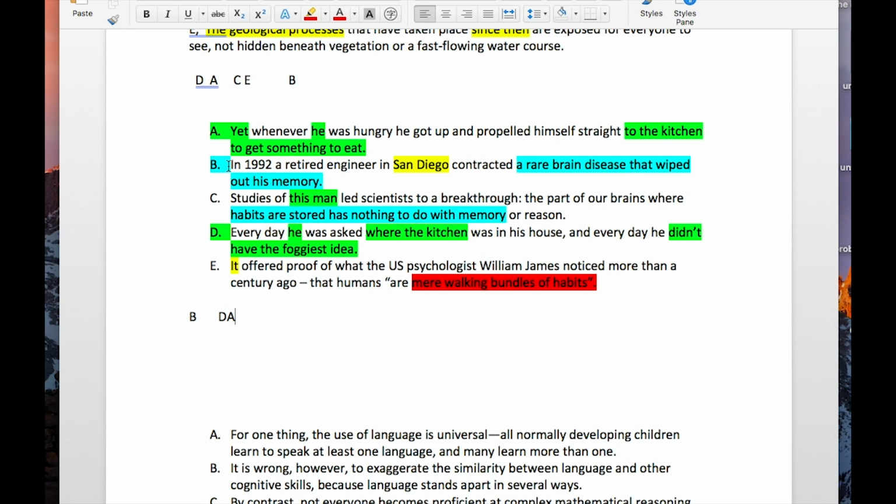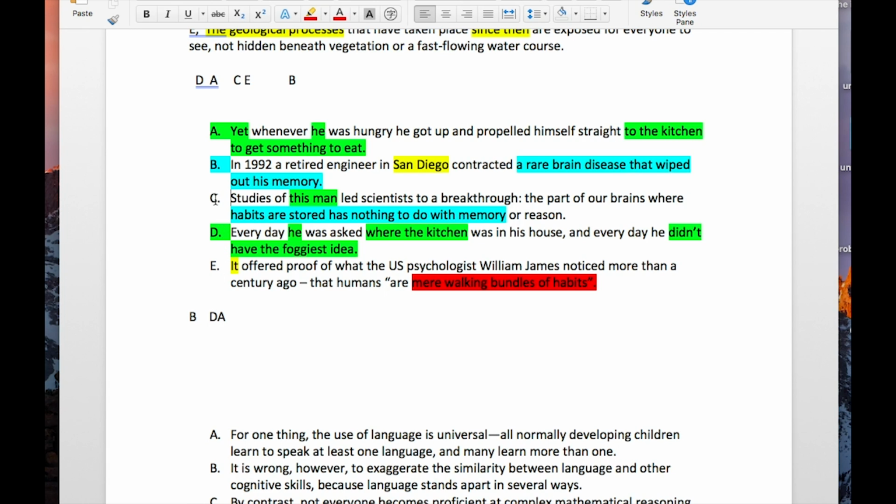B said he doesn't have memory, and we're going to use B to match another sentence that is related to his memory. And A, we already used it, and then we have our C left. C mentioned habits, so some sentence must have mentioned it before. And then we had E. E is about a working bundle. Humans are a working bundle of habits. So E obviously is not after B, because B mentioned no memory. And then we only have D mentioned about don't have the foggiest idea. So B and D are together.